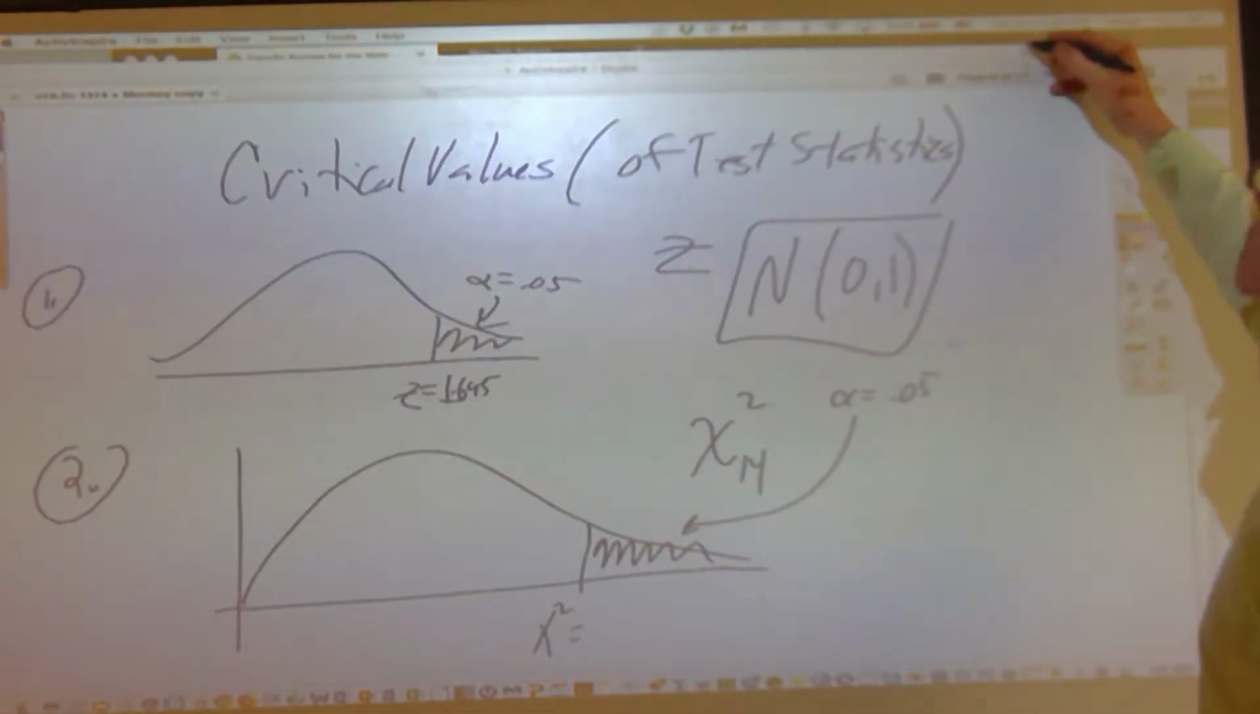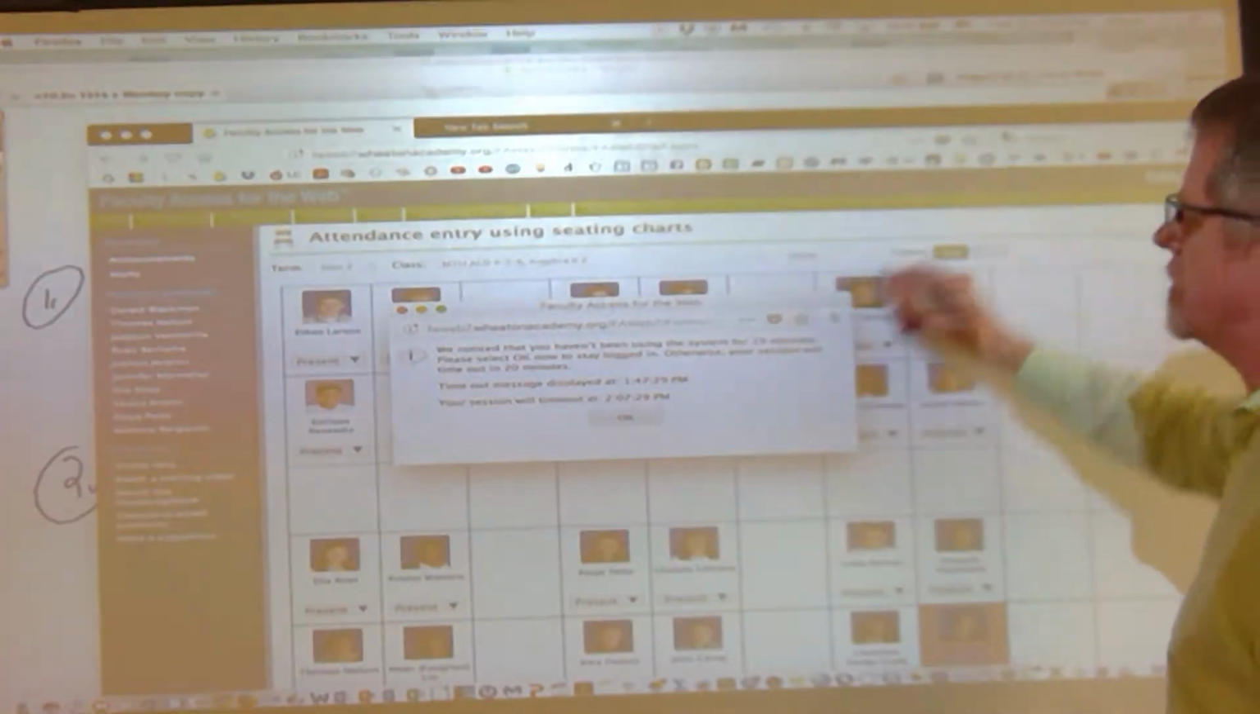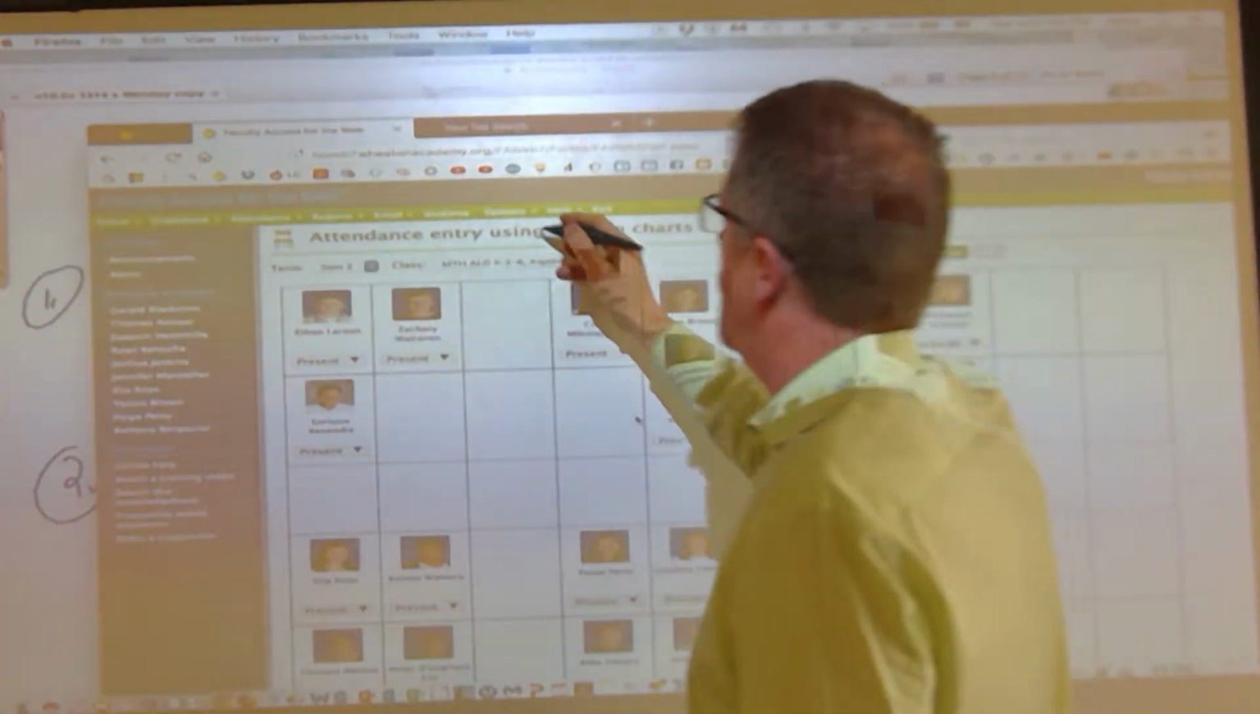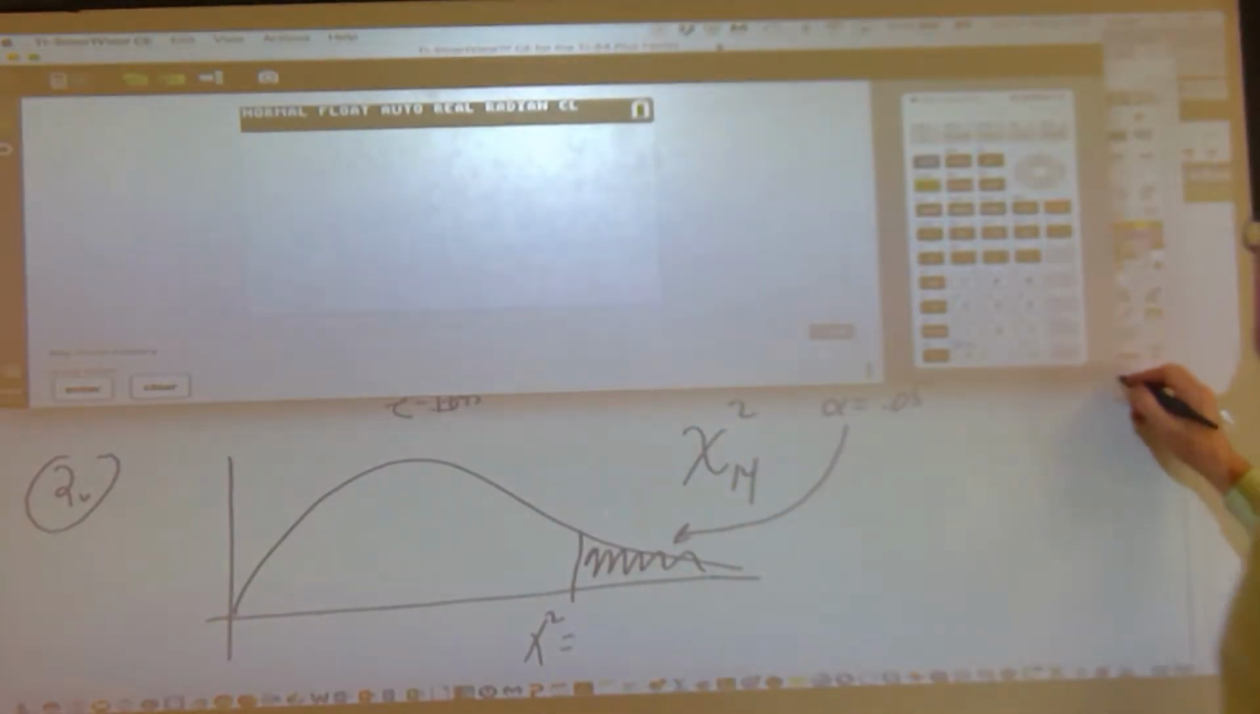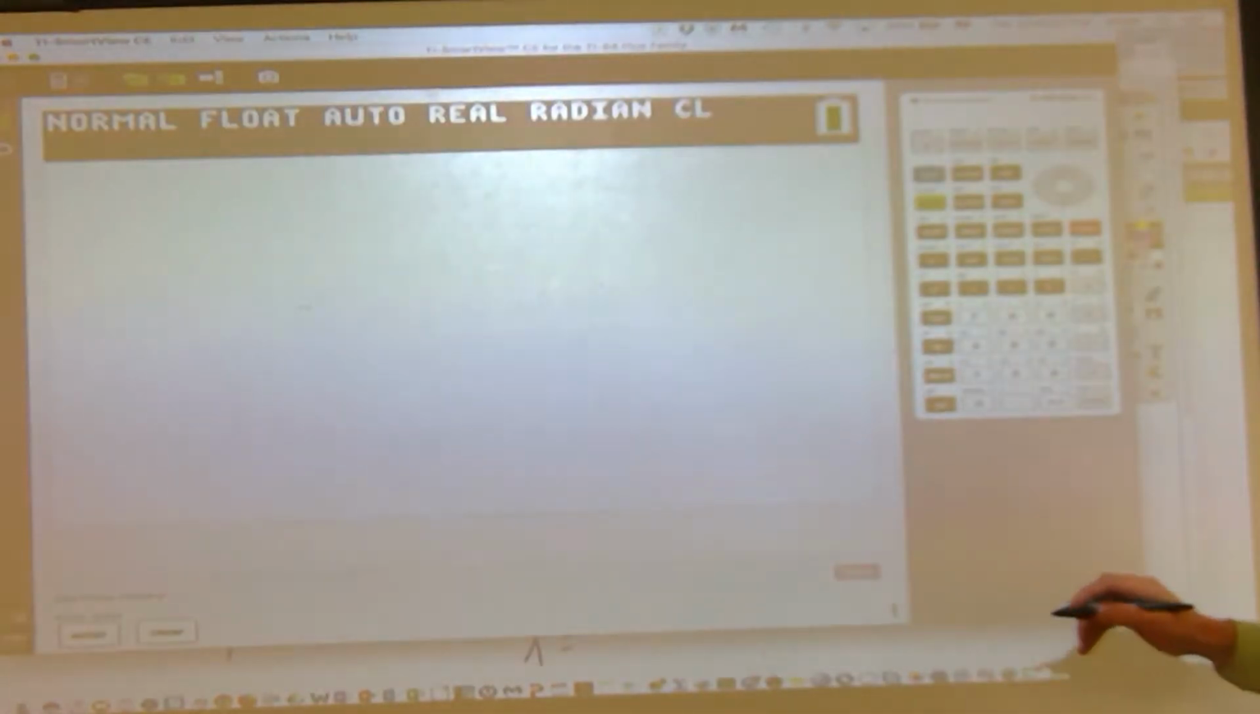Now, some students look at tables. Honestly, it's just way more fun to do it on the calculator. And by the way, the tables are just kind of cumbersome. Tables are old school, okay? I've said it.